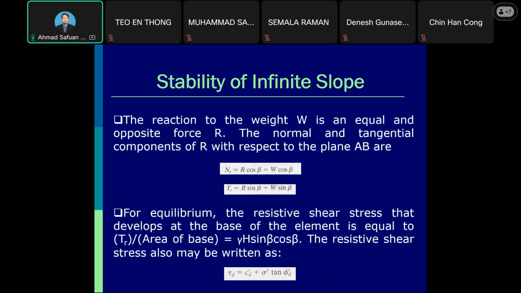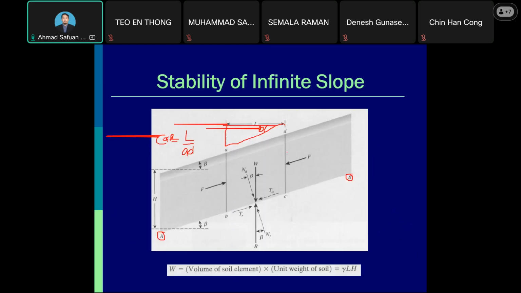So the reaction of the W is an equal and opposite force R. The normal and tangential components of R with respect to the plane AB are N R cos beta equal to W cos beta, and T R sine beta equal to W sine beta. So there is NA here and also NR, TA and also TR.